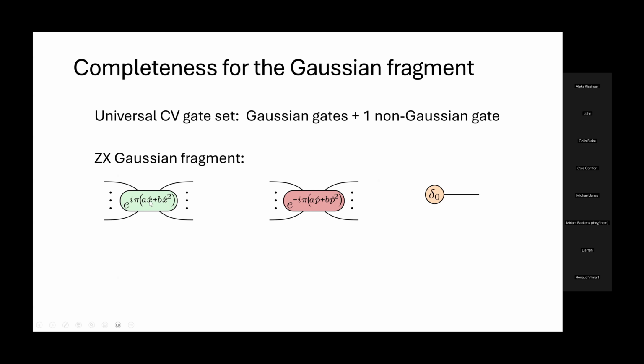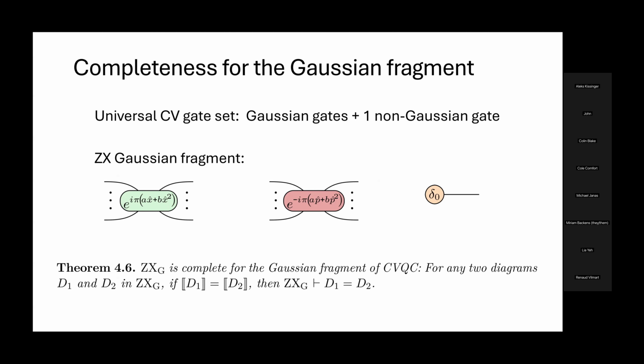Here a and b are real numbers. And similarly, we have this linear and quadratic component for the X spider. And finally, we have delta 0, which is the vacuum state. So let's say the canonical Gaussian state, and all the other Gaussian states can be obtained by applying these Z and X spiders to vacuum.